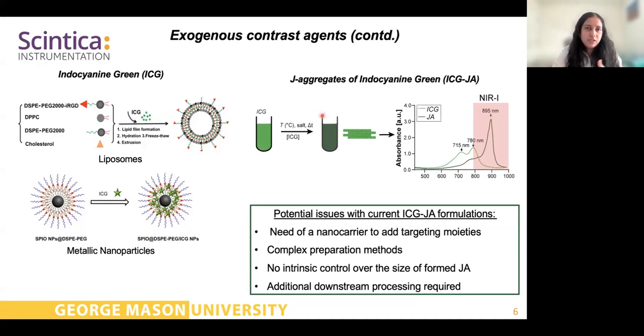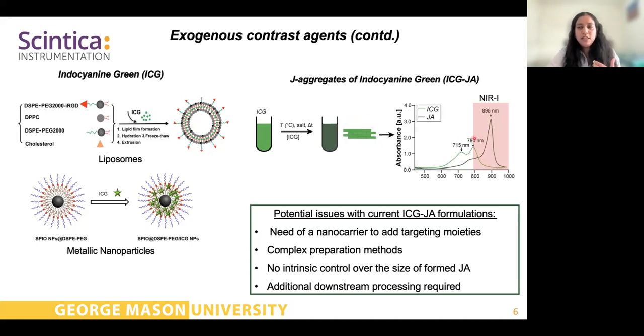And one of the formulations that we work with extensively is J aggregates of ICG, or indocyanine green. In this, the dye is incubated in different experimental conditions, especially at elevated temperatures, to result in a self-assembled structure which is held together by electrostatic interactions. It's an end-to-end arrangement of these monomeric dyes, and they cause stacking. And this stack-like structure is known as J aggregates.